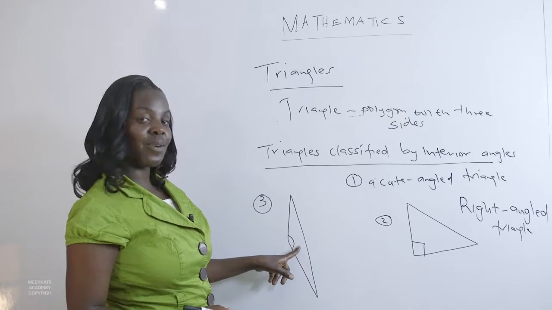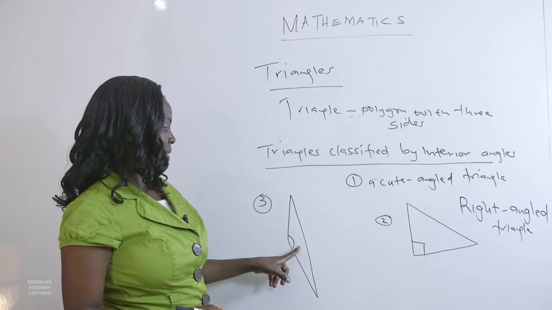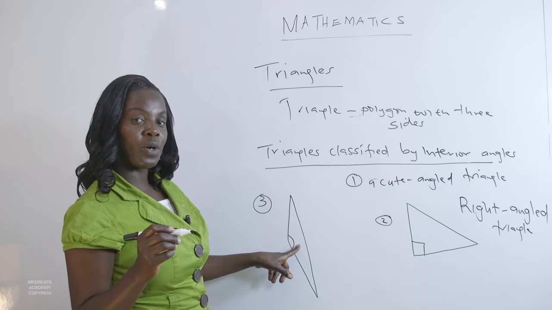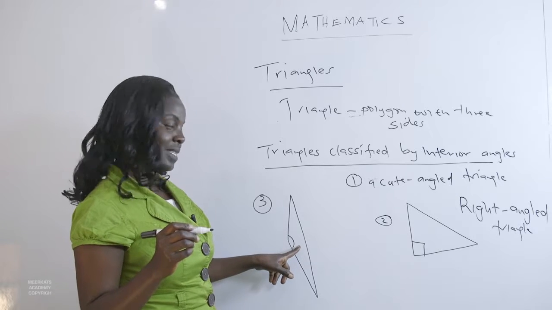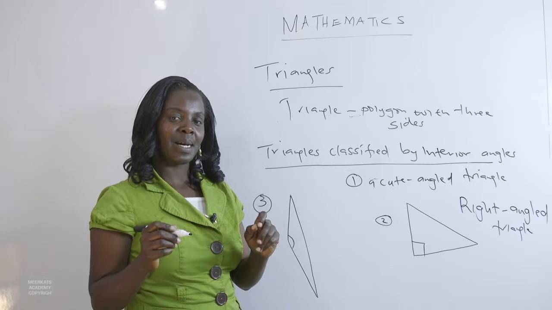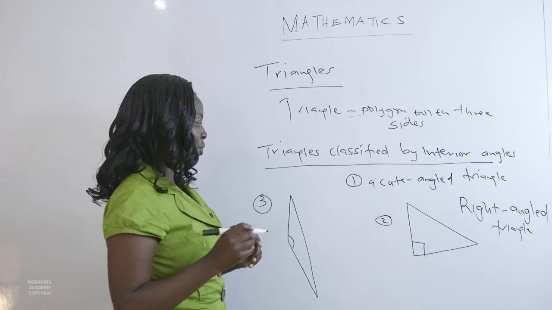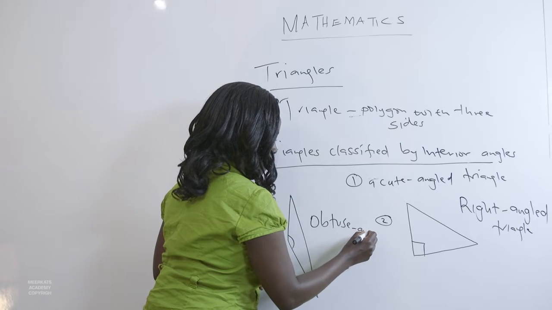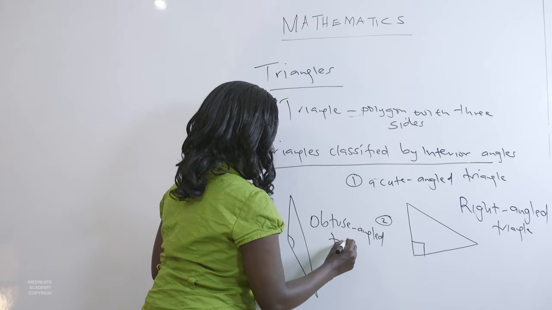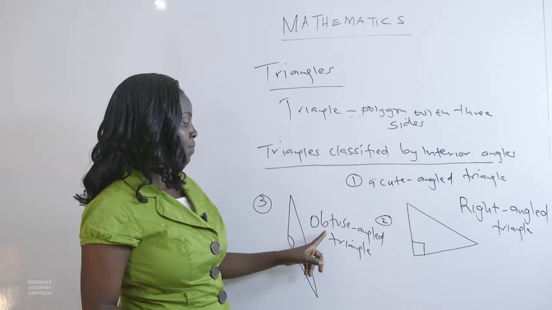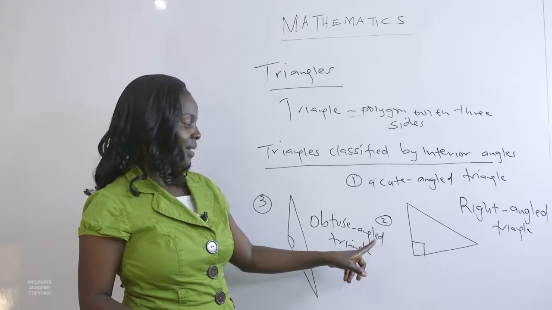You realize that this angle is more than 90. This triangle has one angle that is measuring more than 90 degrees. If that is the case, we said an angle that is measuring more than 90 degrees, but less than 180, is called obtuse. Then we will be able to call this triangle an obtuse angled triangle.